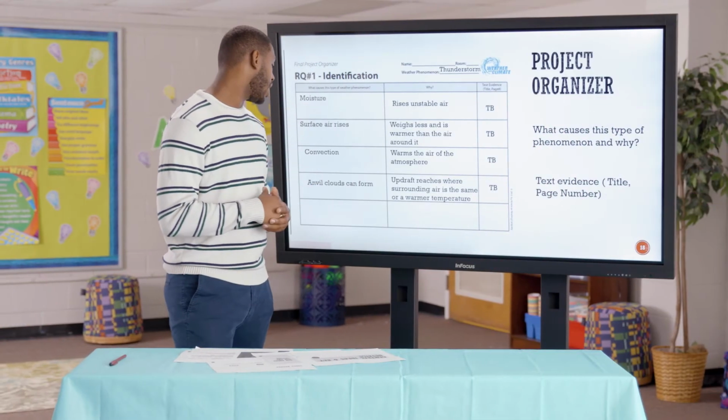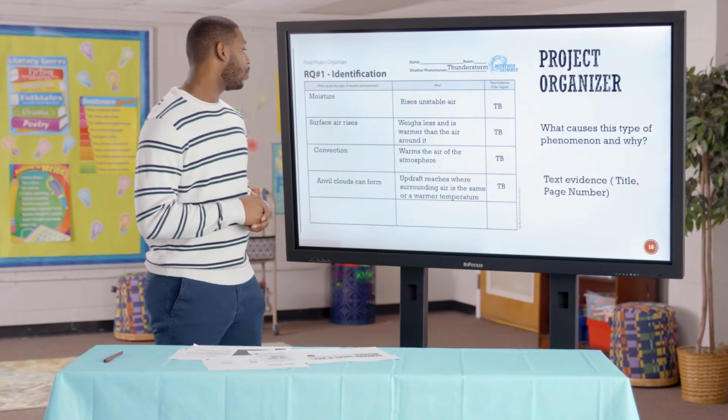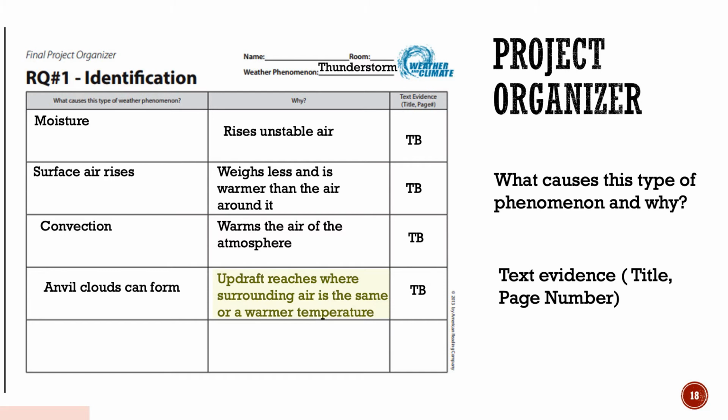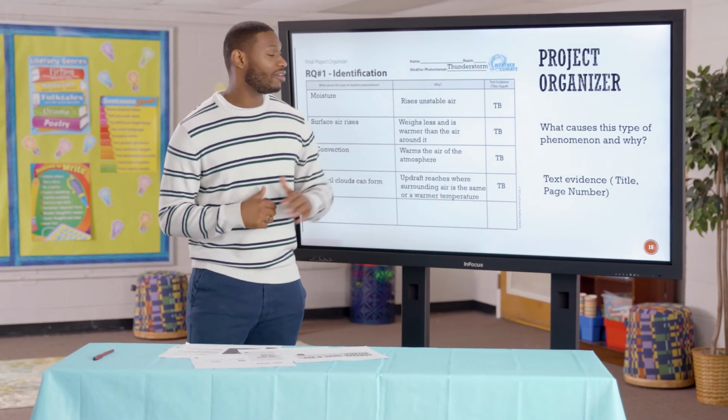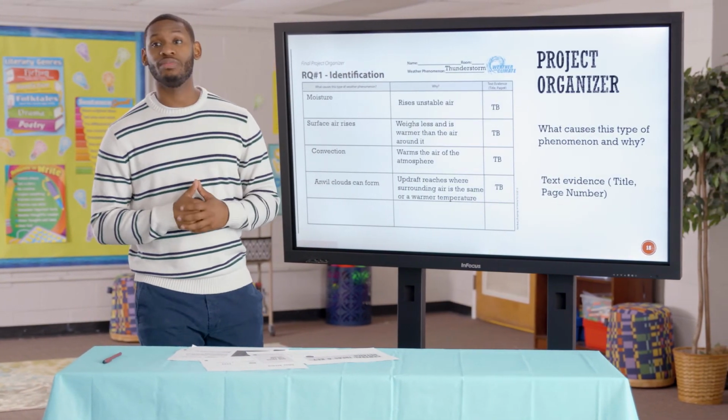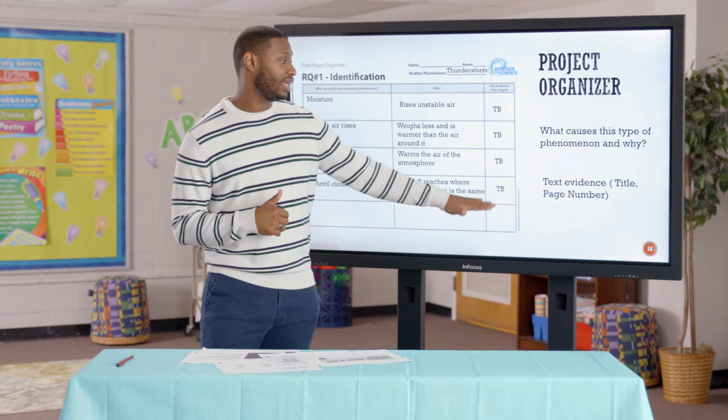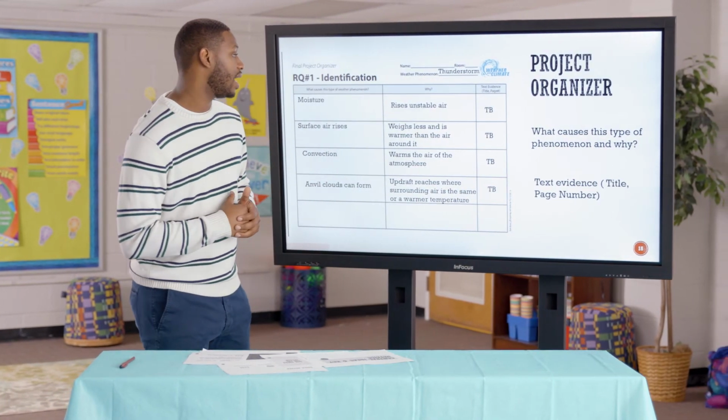So let's put it in our organizer. We have anvil clouds can form, and then we have our why, which is updraft reaches where surrounding air is the same or a warmer temperature, all right? Don't forget to reference the text, which is Thunderstorm Basics, and we have to put that here in this column, all right?